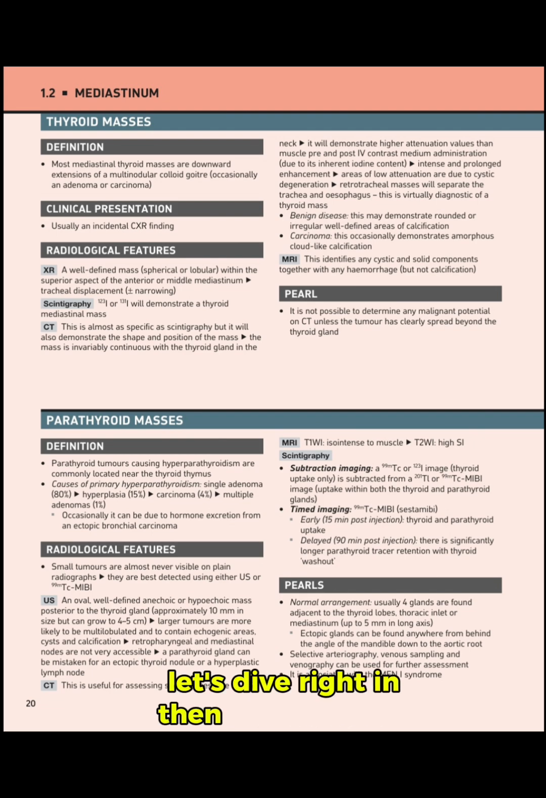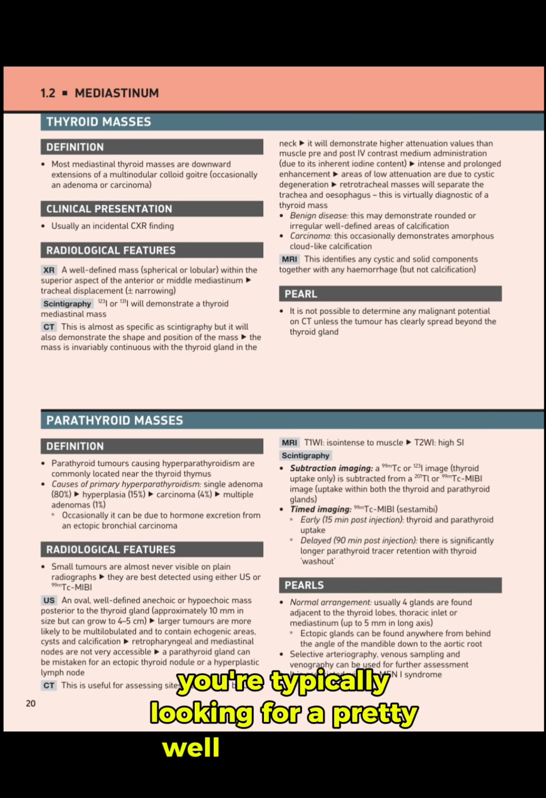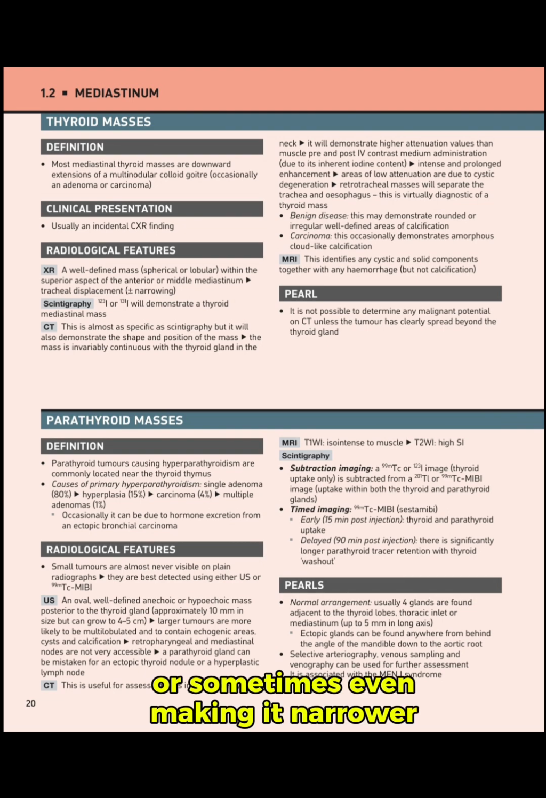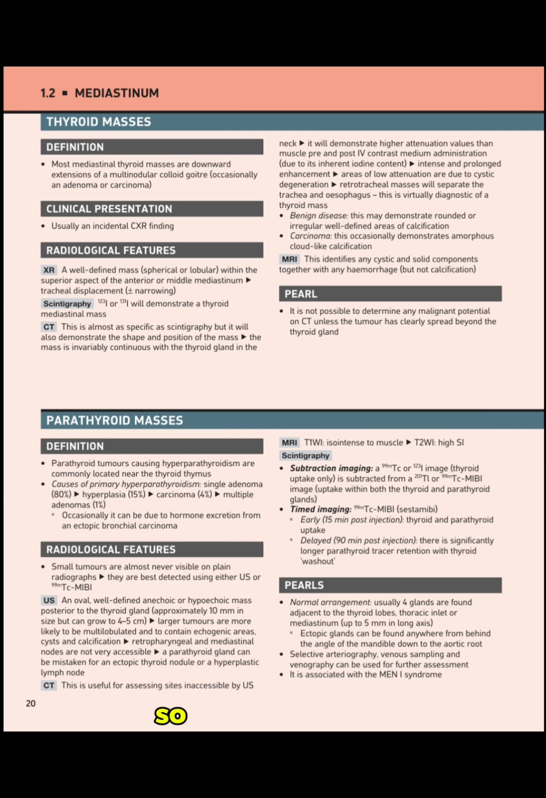Okay, fantastic. Let's dive right in then, starting with thyroid masses. Our sources mention these are often goiters extending downwards, sometimes just found by chance on a chest x-ray, a CXR. What might a radiologist first notice on that initial x-ray? Yeah, so on that plain CXR, you're typically looking for a pretty well-defined mass, usually up in the superior mediastinum, maybe anterior or middle. A big clue can be if it's pushing the trachea, or windpipe, sideways, or sometimes even making it narrower.